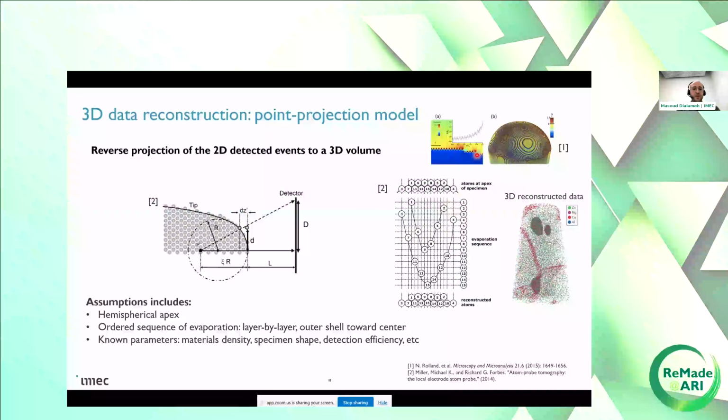There are other assumptions to it. We assume that the apex of the specimen is hemispherical. Evaporation is ordered. This is the case for homogeneous samples. If there are complex inhomogeneities, different elements within the specimen, this won't be the case. Material properties should be known: density, specimen shape. Typically we also need guidance from a scanning electron image of the specimen or some references to reconstruct its 3D volume. This works pretty well for dilute systems, or at least locally we can do quite good analysis.